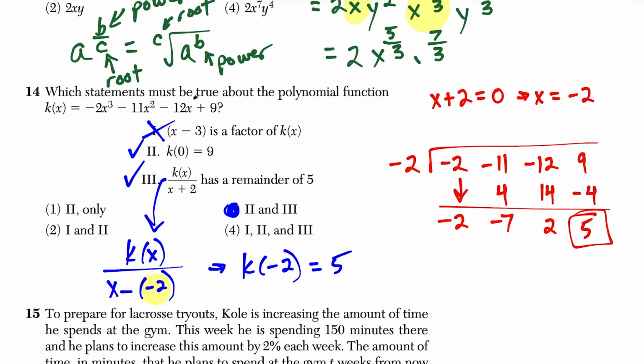Okay, if I were to do the division here, k of x divided by x plus 2 would give us negative 2x squared minus 7x plus 2, and then plus 5 over the original divisor here, x plus 2. Okay, so we can do this by hand if you prefer to do it this way, but using the polynomial remainder theorem is a very technical way to do this.